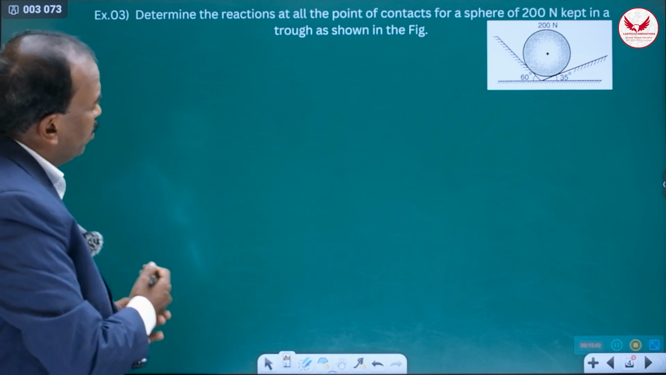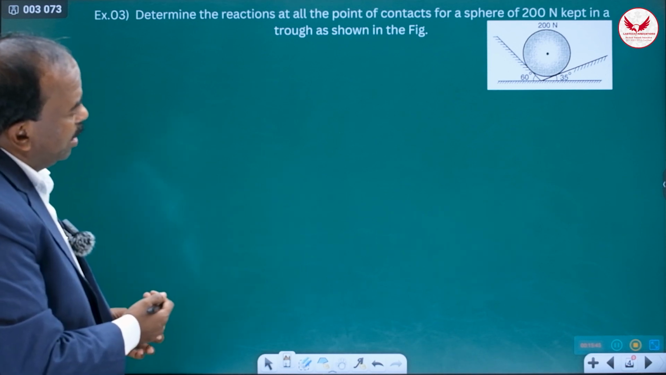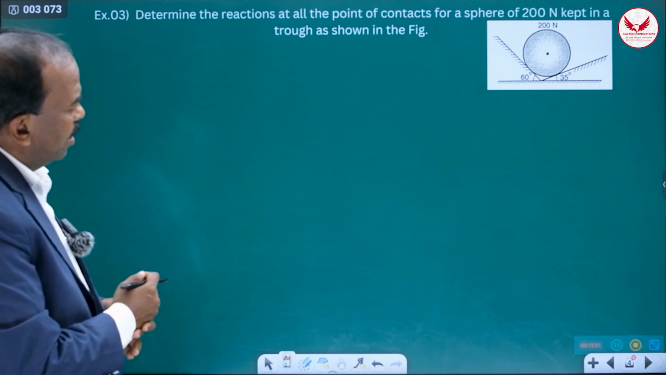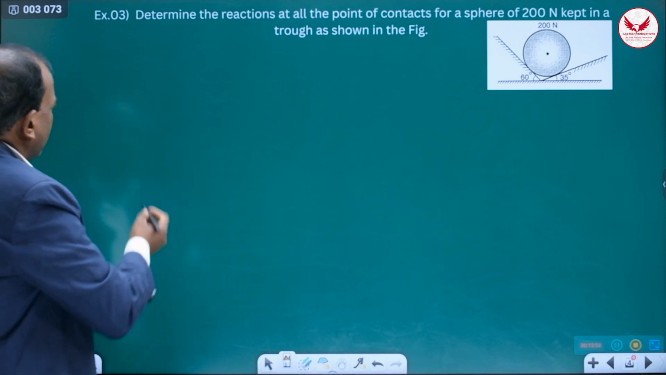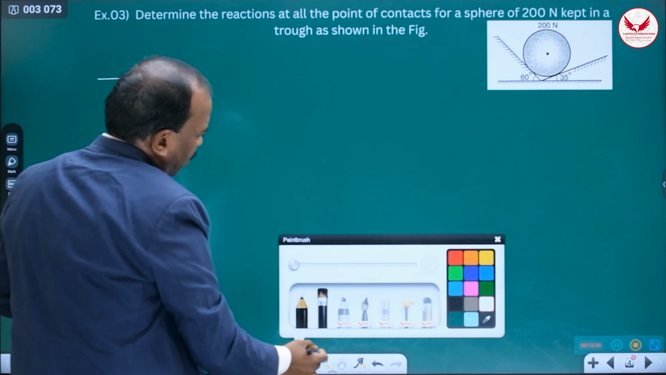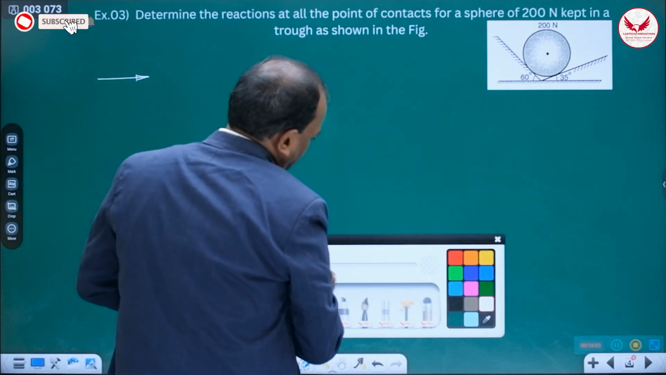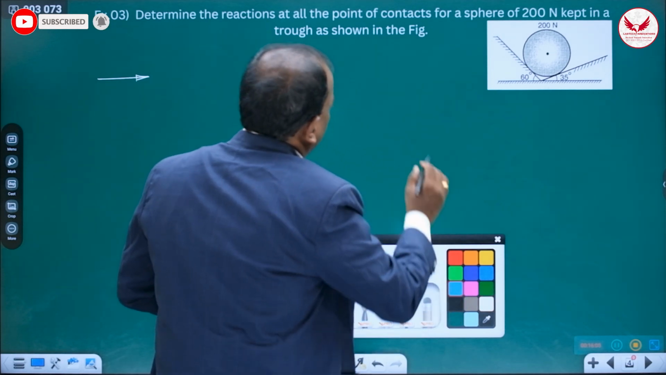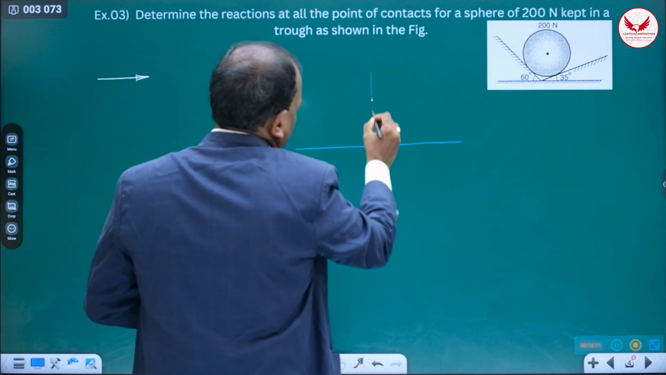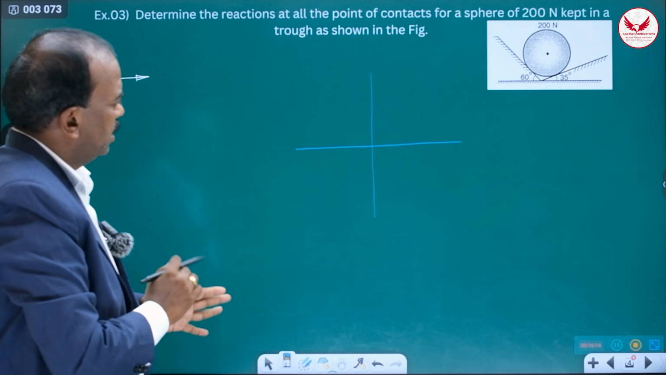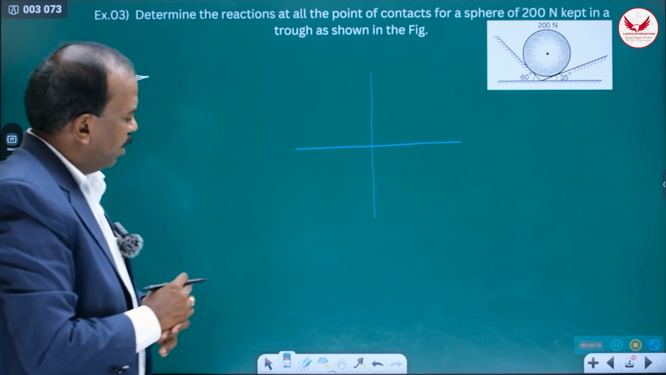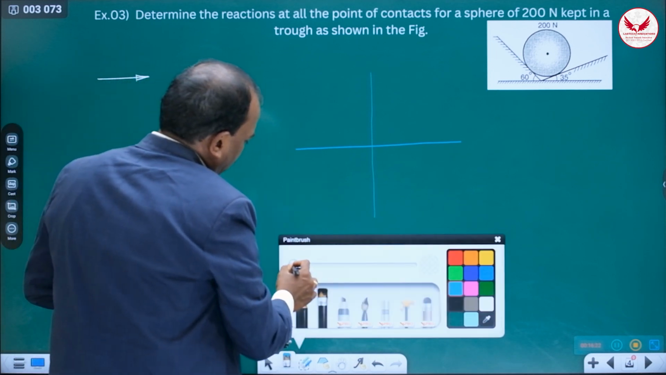Determine the reactions at all the points of contact for a sphere of 200 Newton kept in a trough as shown in the figure. So see the sketch neatly, and then the first step is, again as I told, going to be a free body diagram. And for drawing the free body diagram, as I told, first draw the plus sign. So it is very important, and if you draw like this, drawing this free body diagram is very, very simple.